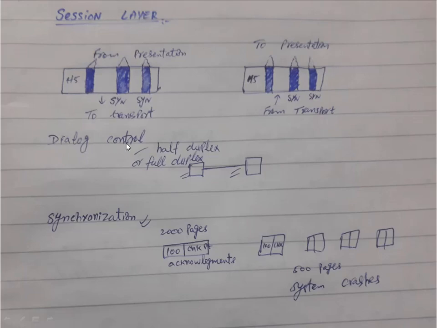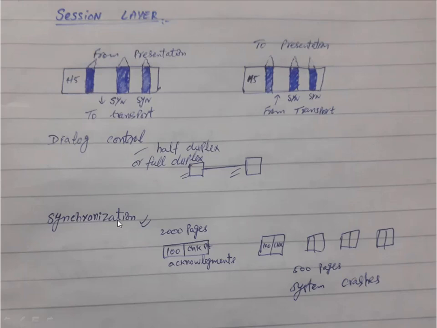Session layer handles dialog control. The dialog is either half duplex or full duplex. Here we have two systems that are communicating with each other, and this is full duplex. It means at the same time this machine can send the data to machine 2 and machine 2 sends the data back to machine 1. And at the session layer synchronization happens.